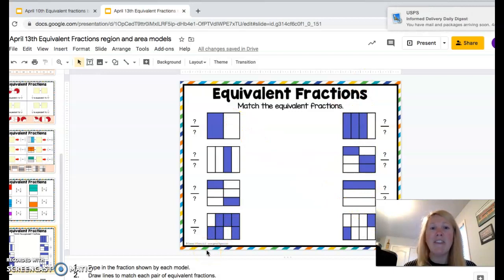Okay, again, if you need any fraction tiles, I have linked the fraction tiles on your agenda for you to use.